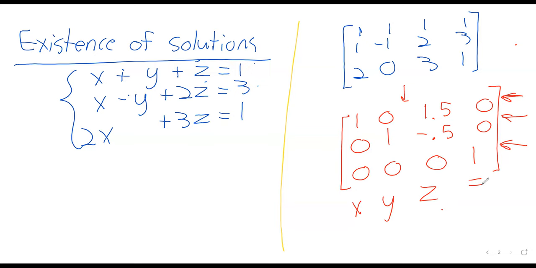And that's not fine. I mean, there's no value of x, y, and z you could pick that would make 0 equal 1. So the algorithm worked just fine. It gave us a matrix in reduced row echelon form, but the system corresponding to this matrix is inconsistent. It doesn't have solutions. And again, it doesn't have solutions because of this last row that says that 0 equals 1.